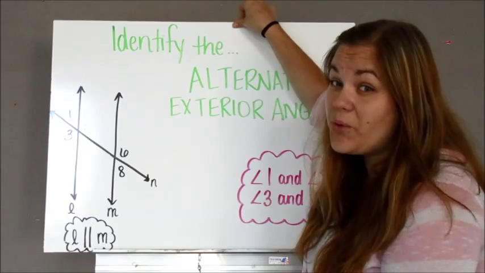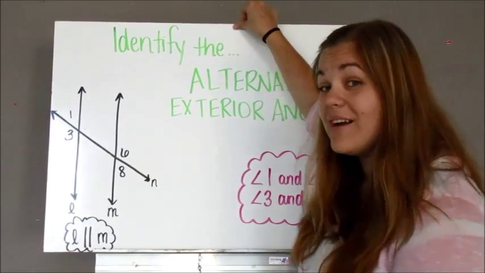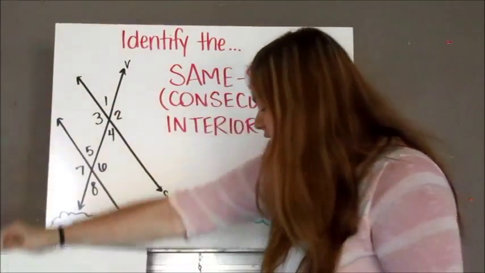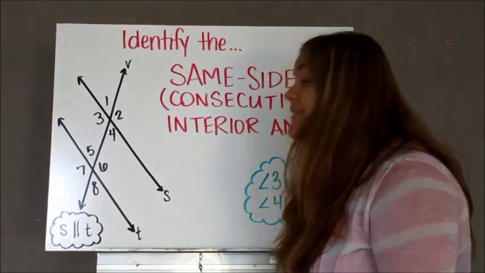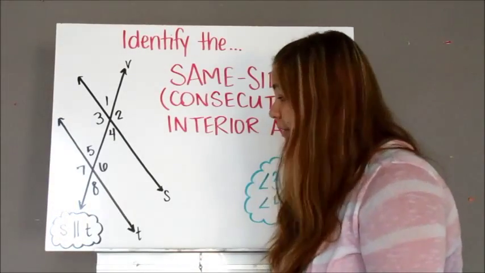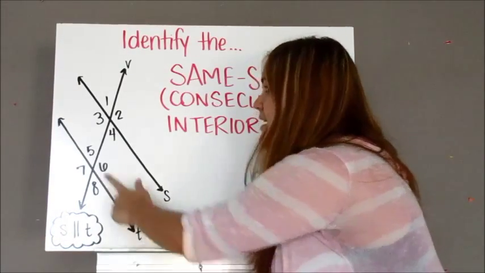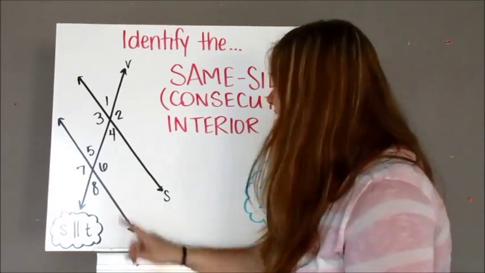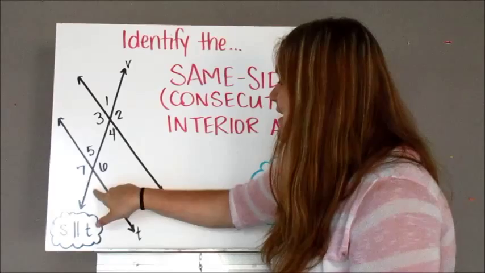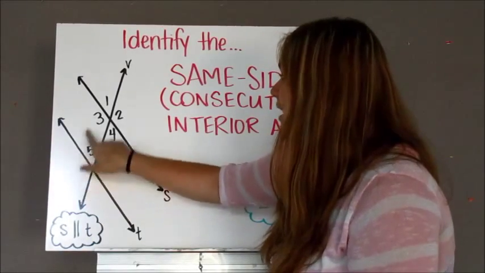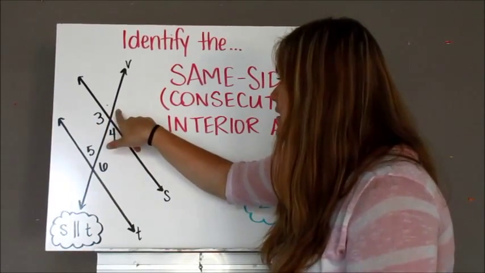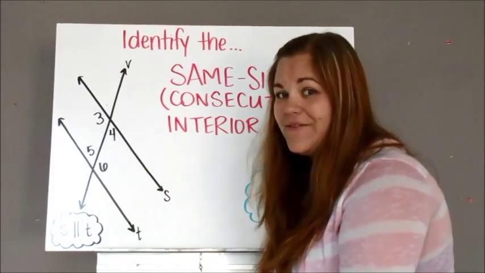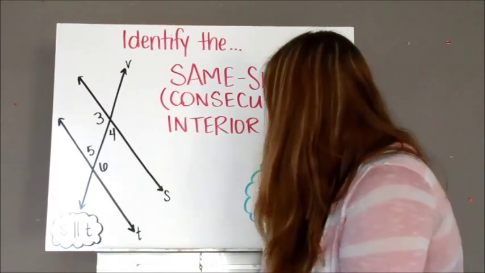Now, what was the 4th relationship that we talked about? We talked about the same side or consecutive interior angles. So what do you think I want you to find now? I want you to find the same side consecutive interior angles here. S is parallel to T and you have a transversal V. So figure out, and I'm going to give you a hint like I did before. I'm looking for the interior. I don't need these exterior angles, so I'm just going to get rid of them because that's all I need to pay attention to. So go ahead, pause the video, and try to find them.